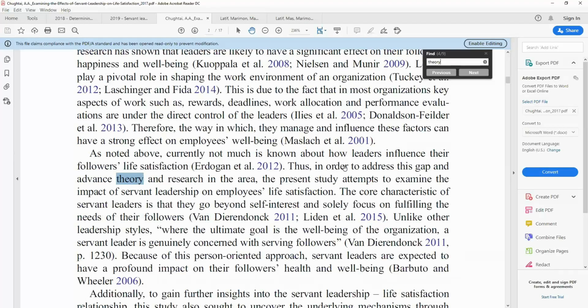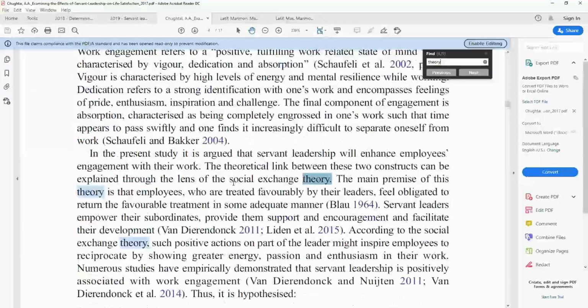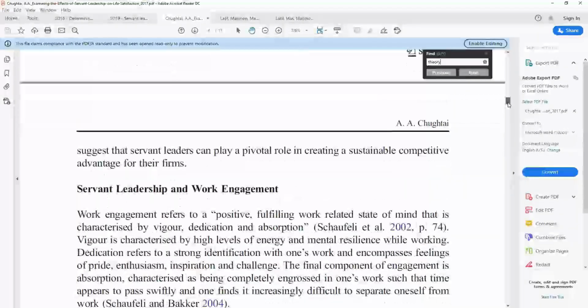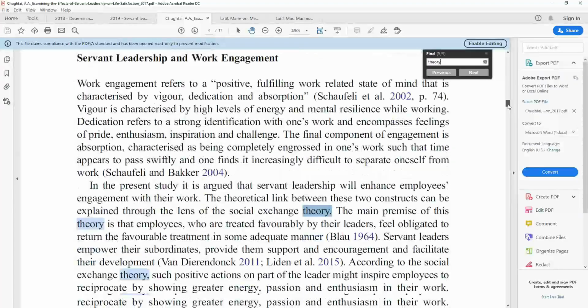Thus, in order to address this gap and advance theory and research in this area, they have just focused on the general theory that they are focusing to advance what is already known about these variables. They haven't mentioned a particular theory. Yes, now they have mentioned a theory. So where is this mentioned? It's mentioned in the servant leadership and work engagement section.